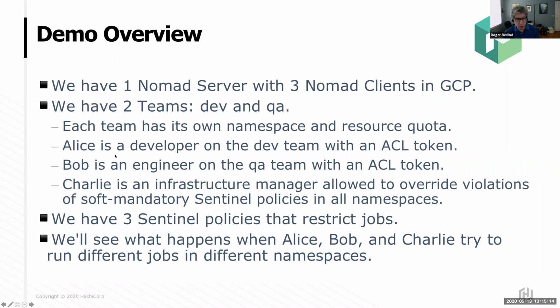So we have 3 different users. And as I go through the demo, I'll be exporting their token. Effectively, I'll be putting on different hats, right? I'll pretend to be Alice, I'll pretend to be Bob, I'll pretend to be Charlie, and we'll see what happens when I run different jobs. We also have 3 Sentinel policies that are going to restrict jobs. I'll show those to you during the demo, and we'll see what happens when the 3 users try to run these different jobs in different namespaces.